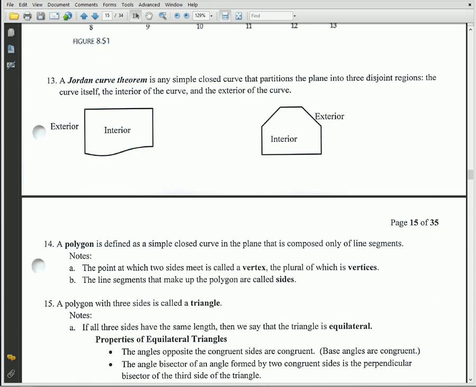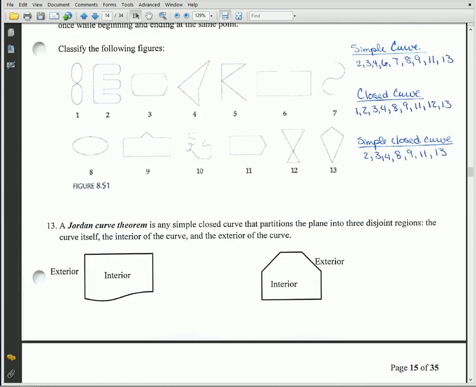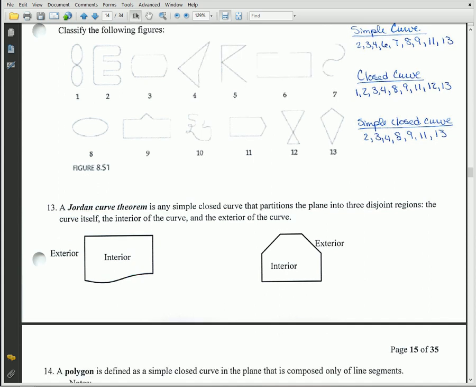A polygon is defined as a simple closed curve in a plane that is composed only of line segments. So if I go back up here and look at these figures, 1 through 13, the polygons are 9, 11, and 13. 3 has curved edges. 2 has curved edges. And 8 has curved edges. And so 4, 9, 11, and 13 are the ones that are polygons because their sides are line segments.